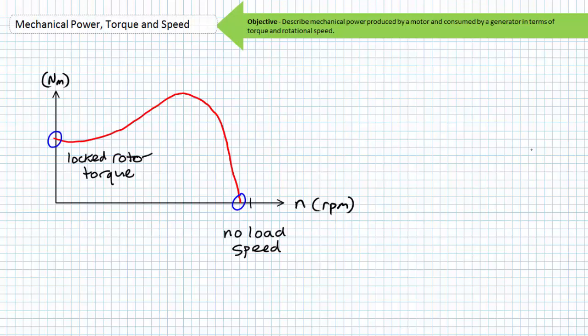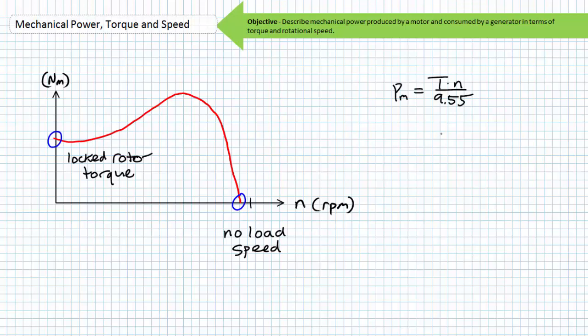Let me rephrase this question ever so slightly and break it into two parts. In the no-load conditions, what is the mechanical power when it's going really fast but delivering no torque? In locked rotor conditions, what is the mechanical power when it's really strong but going nowhere? The answer in both cases is 0 watts.